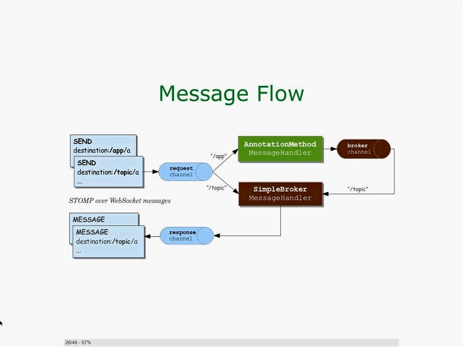A message can come from the browser. It can go to an annotated method. Then the annotated method can do some work, maybe save something to the database, maybe do some other things, and then in turn send a message to the broker, which will then be broadcast to every subscribed client.